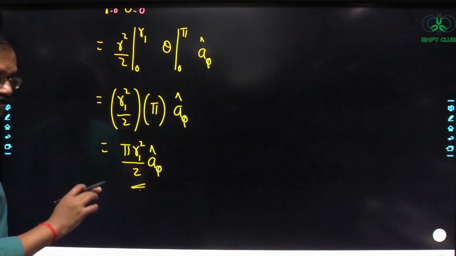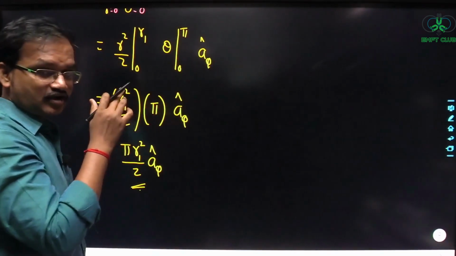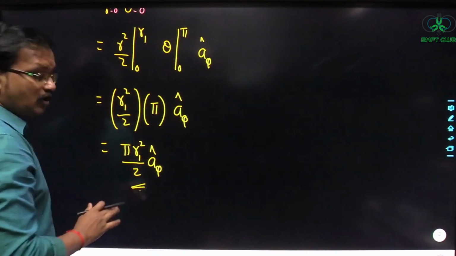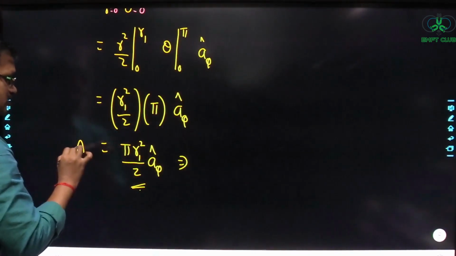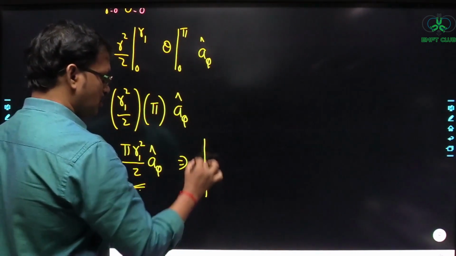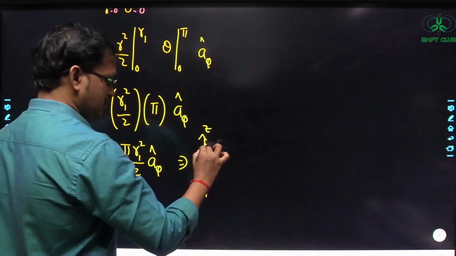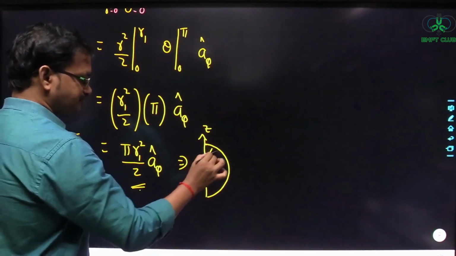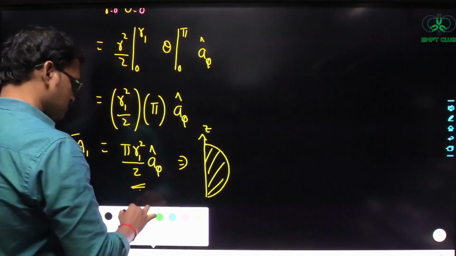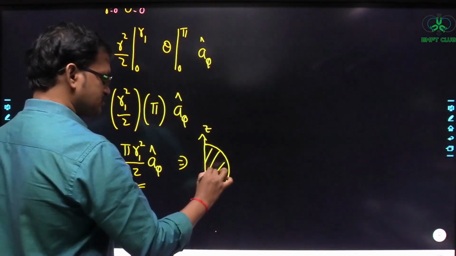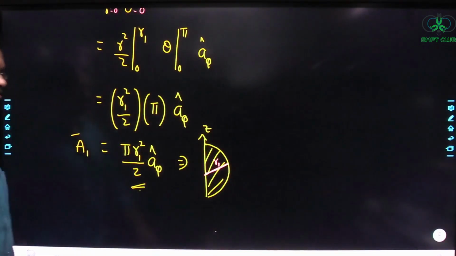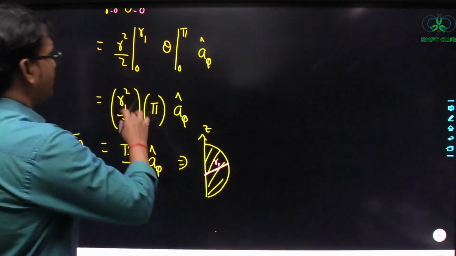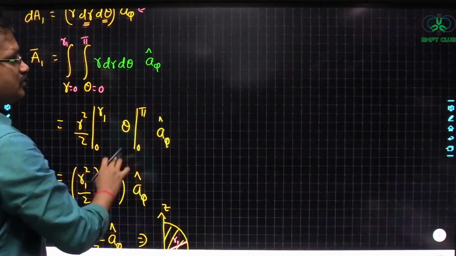Yes or no? Pi r1 square is the surface area of a circle of radius r1. Pi r1 square by 2 will give you the surface area of a semicircle. So this is the shape that we got, a semicircle of radius r1. The shape of the semicircle we get by varying r and theta, right?